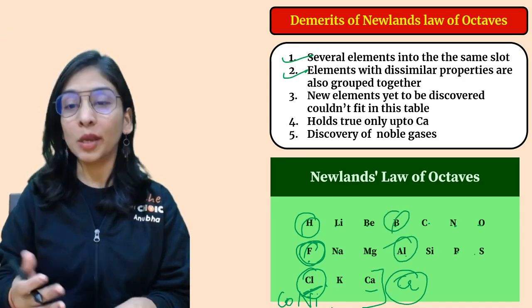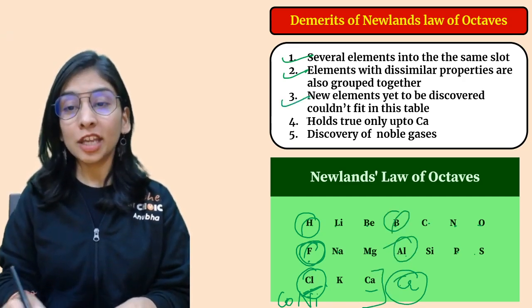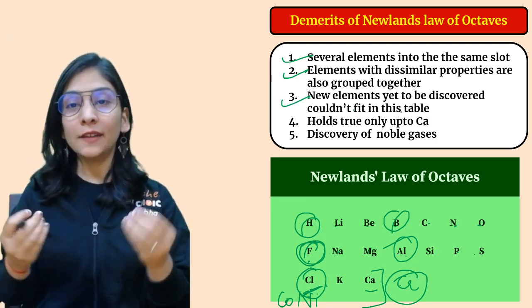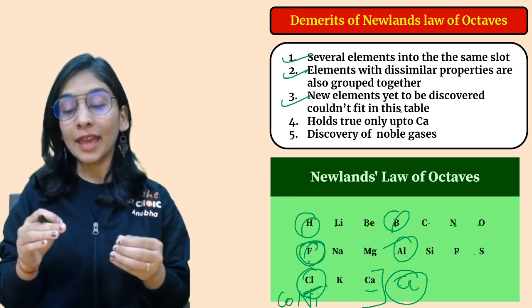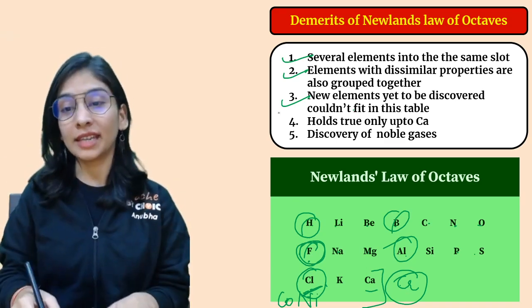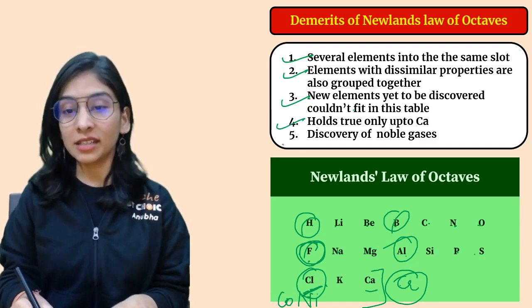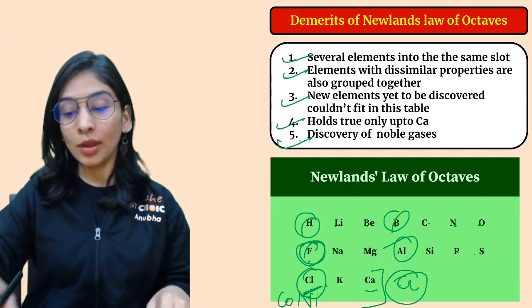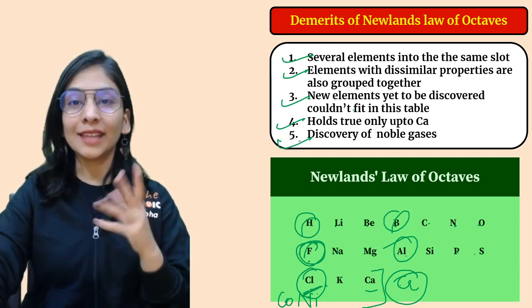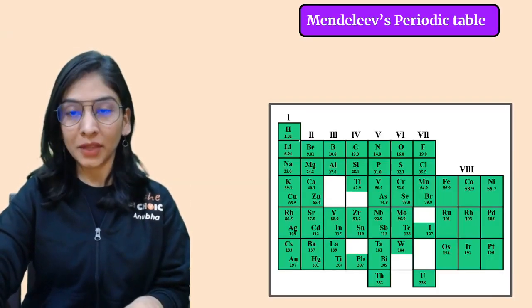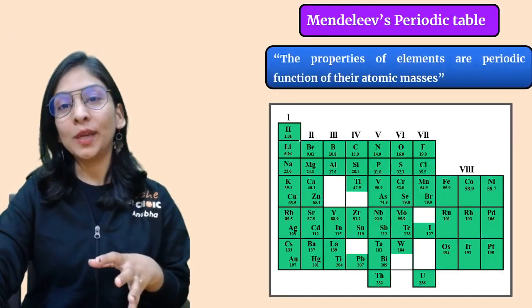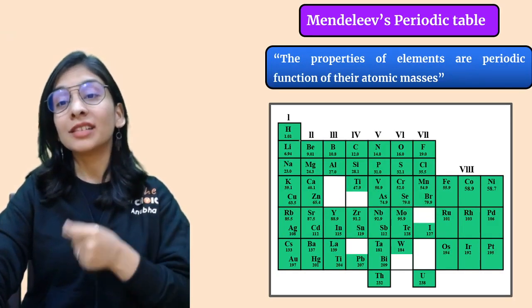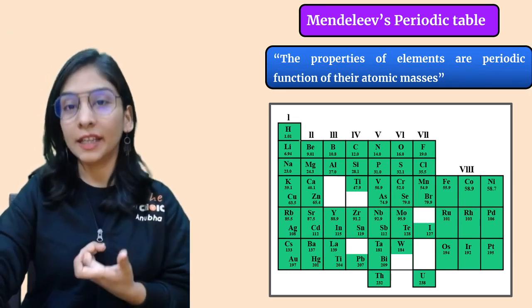Then there was so much ambiguity in it. New elements yet to be discovered could not fit into his table. His table was very rigid, and even if new elements started getting discovered, they couldn't find any position in his table. It holds true only up to calcium, lighter elements. When novel gases were discovered, they could not find any place in his table either, and were disrupting his table. So that's not a very good table at all, right? All of the problems that we had in the octaves table, I mean the law of octaves, were sorted by Mendeleev in his table called Mendeleev's periodic table.